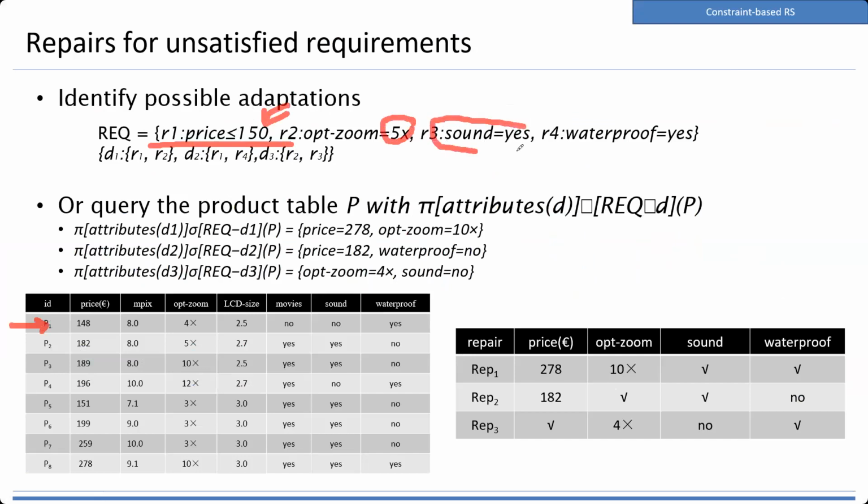Or is it possible if you omit the R3? How about if the camera has no sound? And so on. So we can have the repair. The repair means we need to find some kind of query that can give the result. So we need to find the possible adaptation. The possible adaptation means we need to find the diagnosis. This is the diagnosis result: R1 R2, R1 R4, and R2 R3.